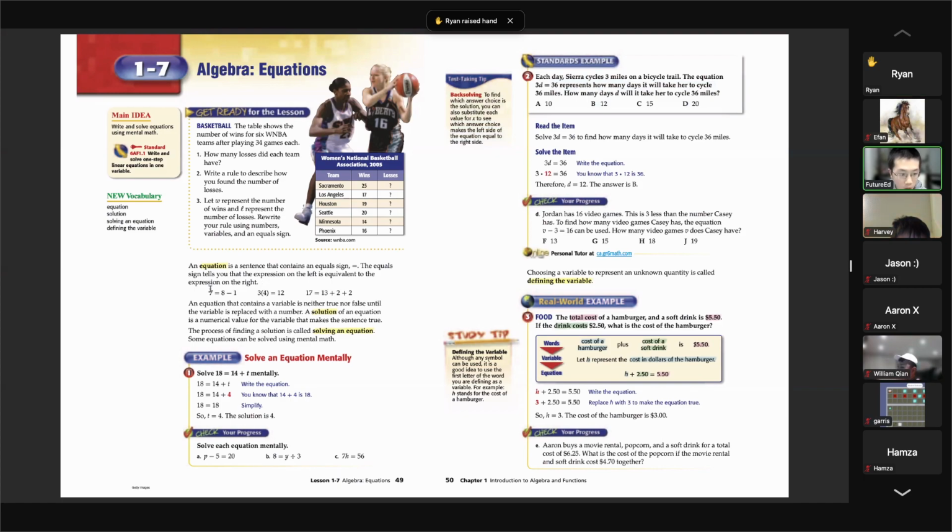Okay, thank you. So we see some examples here where we have 7 equals 8 minus 1, right? Notice it's always an equal sign, not a greater than sign, not a smaller than sign, not a question mark. It's always an equal sign. And whenever you see an equal sign, the left side is the same as the right side. We have 3 times 4 is equal to 12. This is true. And 17 equals 13 plus 2 plus 2, which is also 17. Okay, you can continue, Ryan.